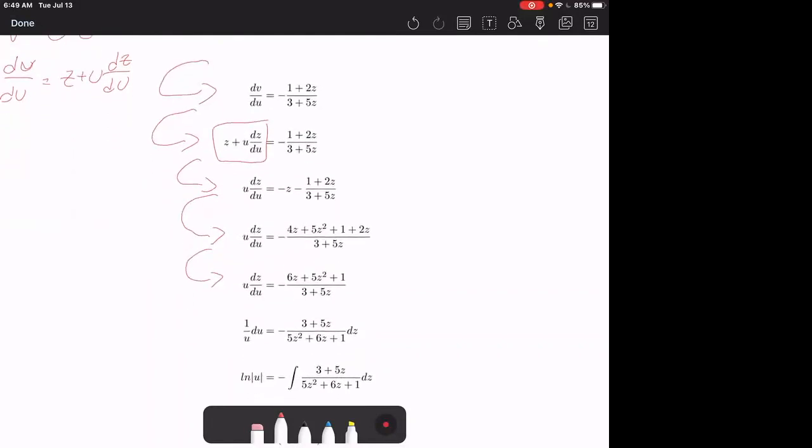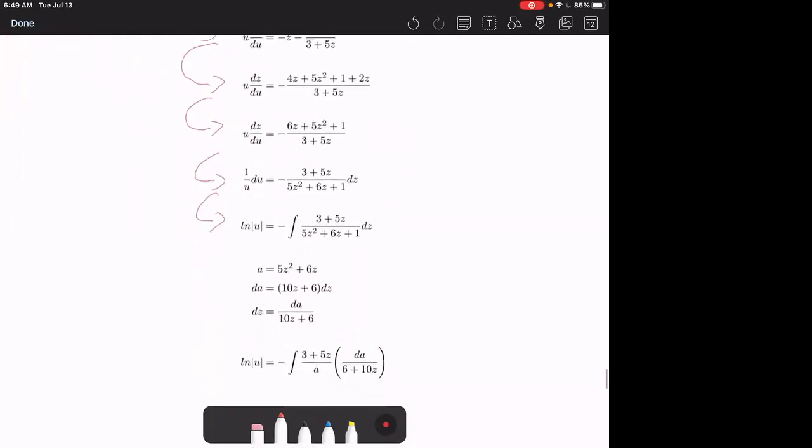Then this is a separable equation. So we're going to get the u's on the left, we're going to get the z's on the right, and we're going to integrate. Now the left is simple enough, that's just ln absolute u. But on the right, we have this fraction, 3 plus 5z over 5z squared plus 6z plus 1. This is going to require a substitution. We're going to let a equal 5z squared plus 6z. So the derivative of a is 10z plus 6.